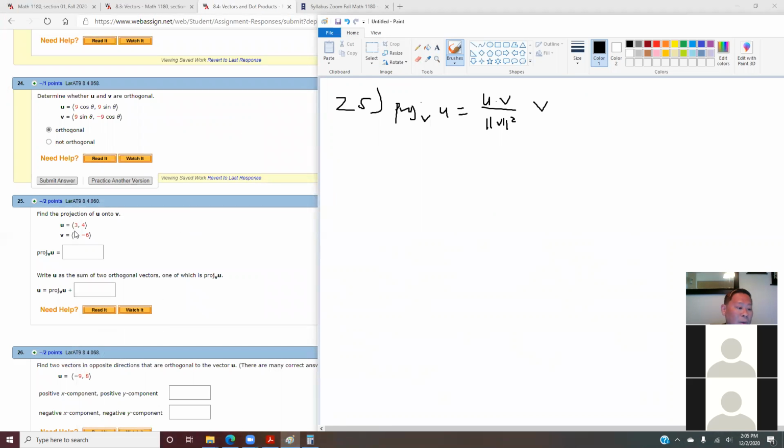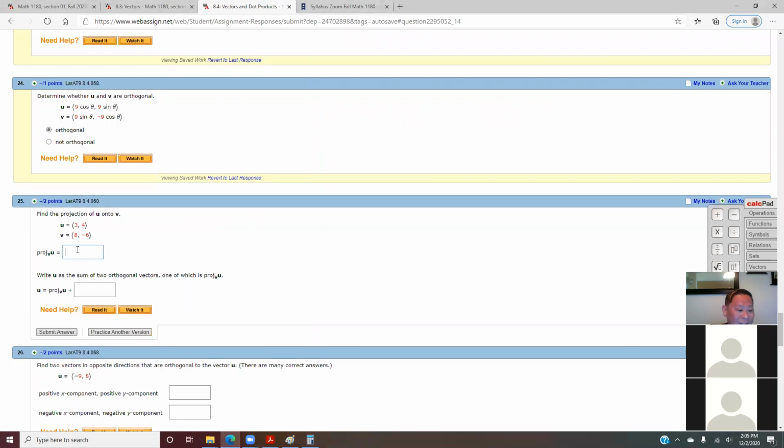So first thing, I got U and V here. You find what is U dot V first. So multiply them up. 3 times 8 is 24, and then 4 times -6 is -24. So this is 0. This is actually easy. Since this is 0, this is all 0. So projection of U onto V will be 0 in this case. This is too easy. I'm going to change this question.